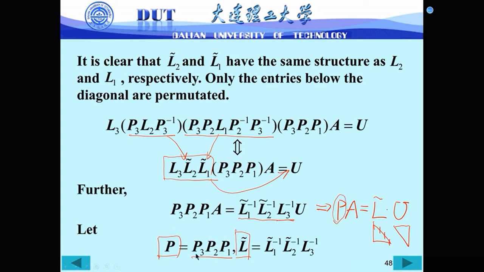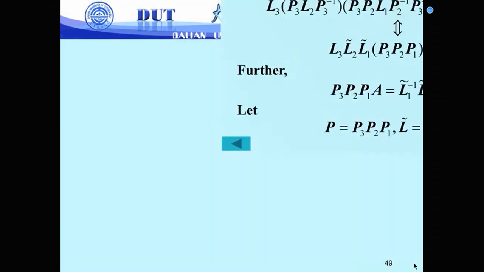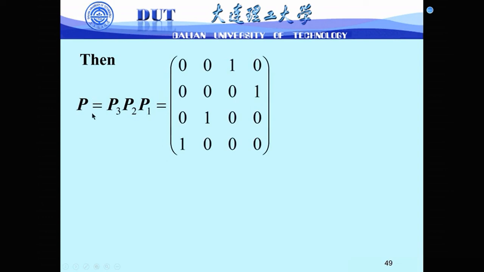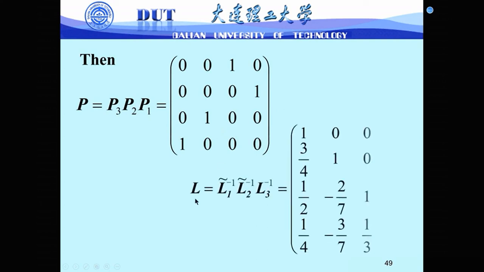Okay, so you understand the meaning of P. P means interchange rows. In each step, before elimination, we choose a new pivot. Are you clear? Okay, so we can make a conclusion, right? Now we only need to know what P is. P is the product of P3, P2, and P1. Okay, you can check finally by the product, right? And L is L1 theta inverse, L2 theta inverse, and L3 inverse. Remember how to obtain L?